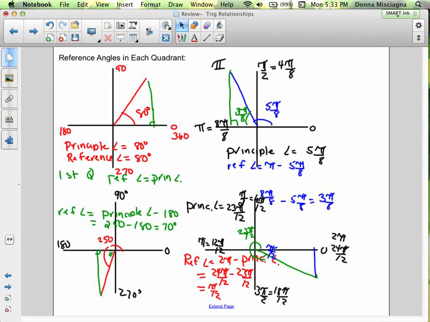In the next video, in the next Nearpod, we're going to review again how to evaluate angles. And that's going to be our last review skill.